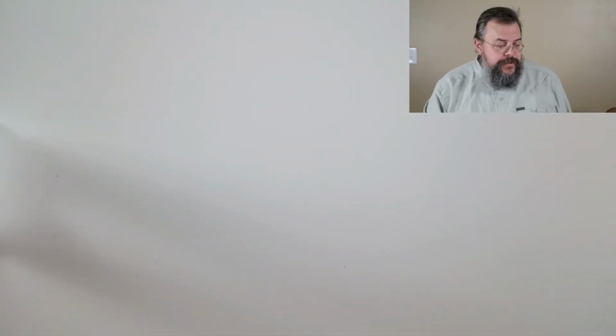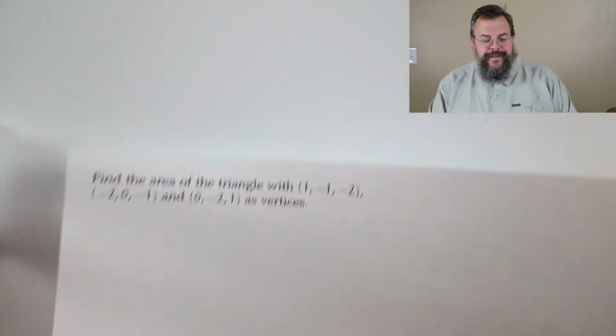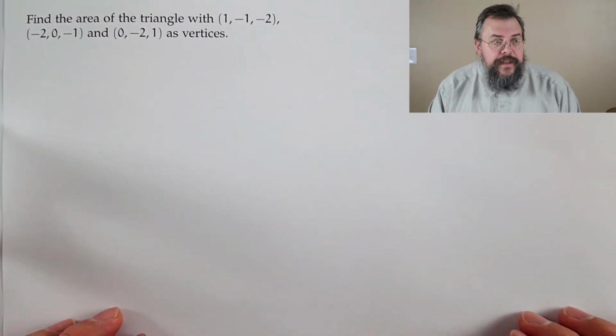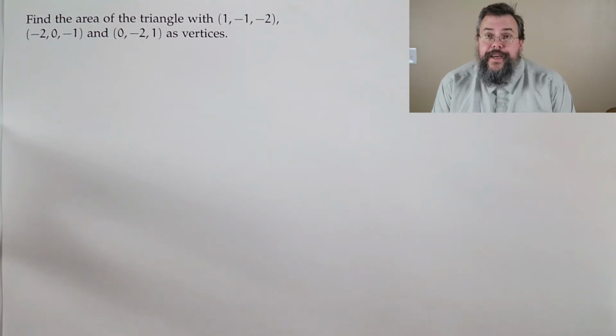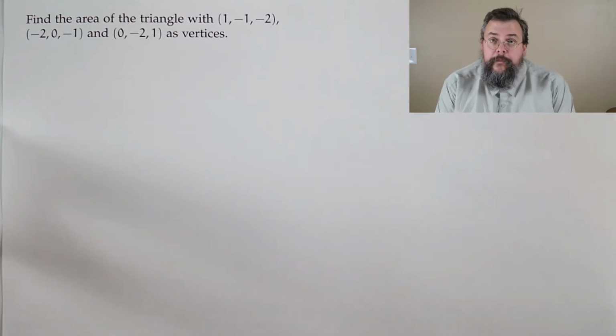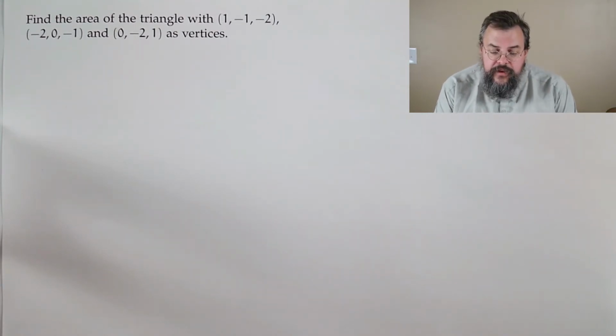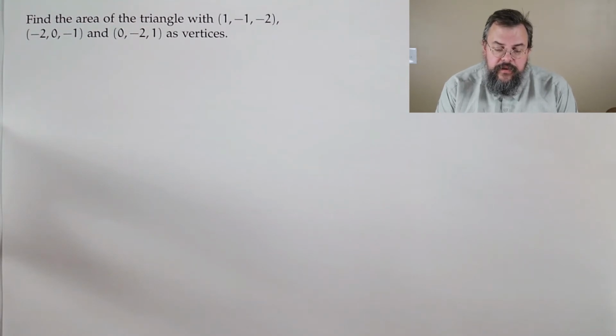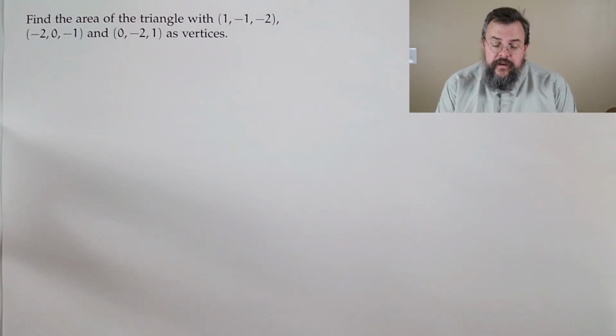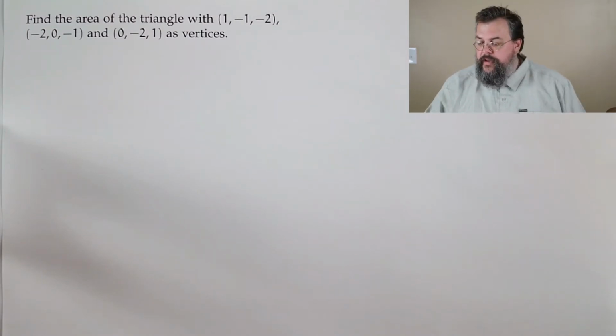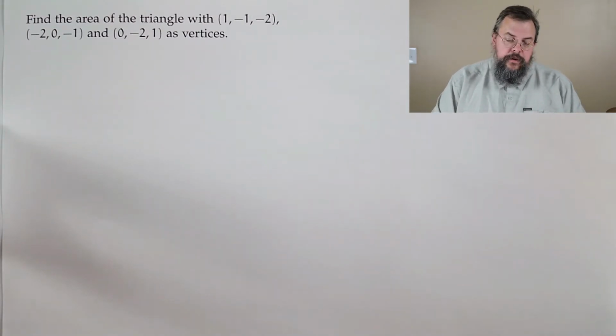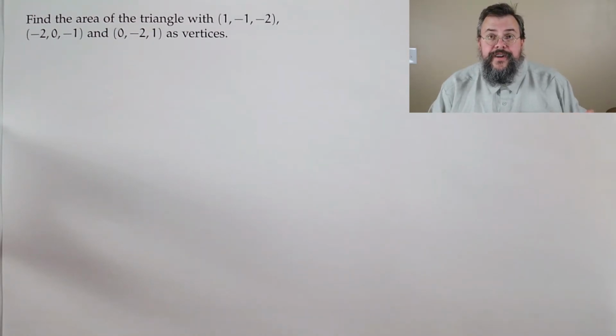So let's try another problem. Find the area of the triangle with the points (1, -1, -2), (-2, 0, -1), and (0, -2, 1) as vertices. So what do we have? Well, do we take the cross product?